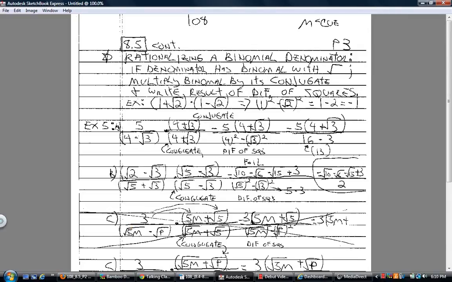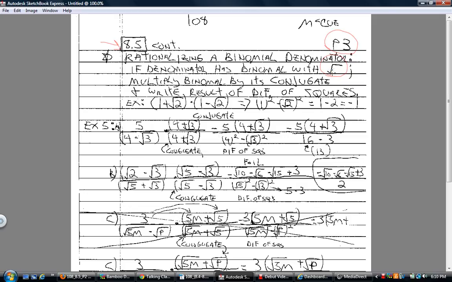Hello 108 students, Mr. McHugh back with you here on section 8.5. Going to wrap it up here on page 3, and we've been working with rationalizing denominators, and now we're going to handle a case of what happens if you get a binomial in the denominator and it has a radical in it.